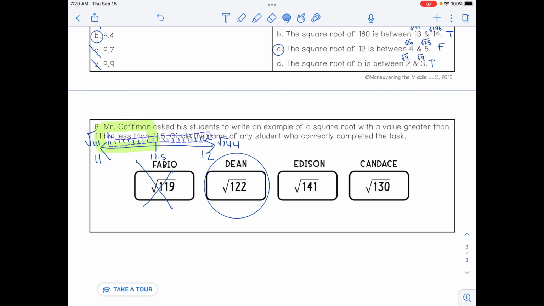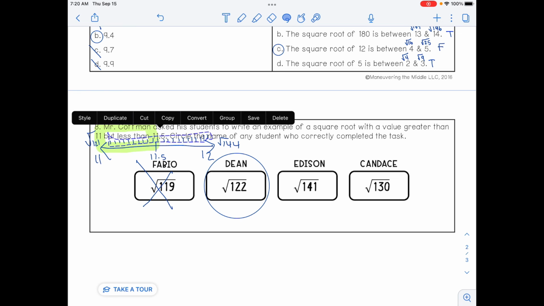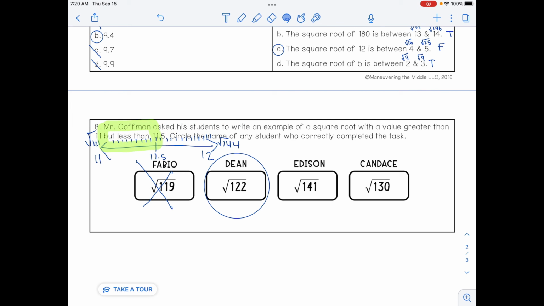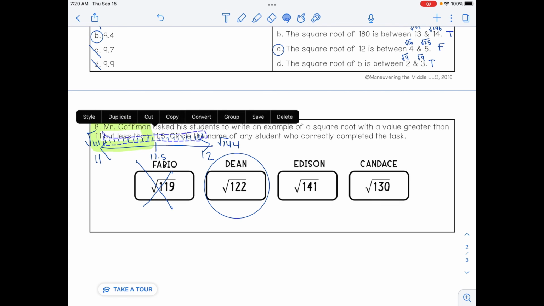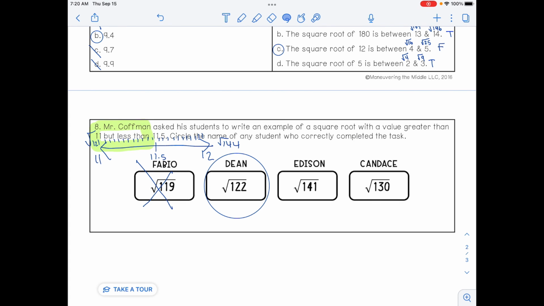So 1, 2, 3, 4, 5, 6, 7, 8, 9, 10, 11, 12, 13, 14, 15, 16, 17, 18, 19, 20, 21, 22. So we're going to do 11 and 11. 1, 2, 3, 4, 5, 6, 7, 8, 9, 10, 11. Right here. So just in my box, just a little bit, but that's okay. So 141 is on this end. 44, 43, 42, 41 was right there. 141 is right there. So Edison is a no.